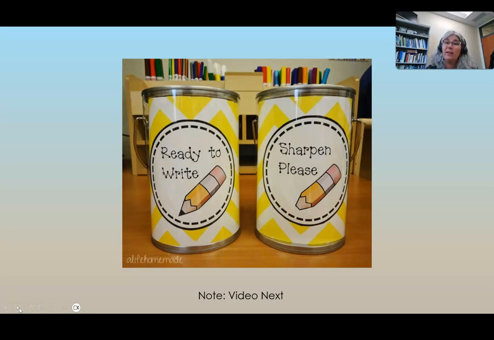Start each day with a supply of fresh pencils that are ready to go. When a student happens to break a pencil, they come up, they dump it in the empty one, and they pick up a new one. You don't have to listen to the sound of the pencil sharpener. You don't have to have a raise of hands or handle it.